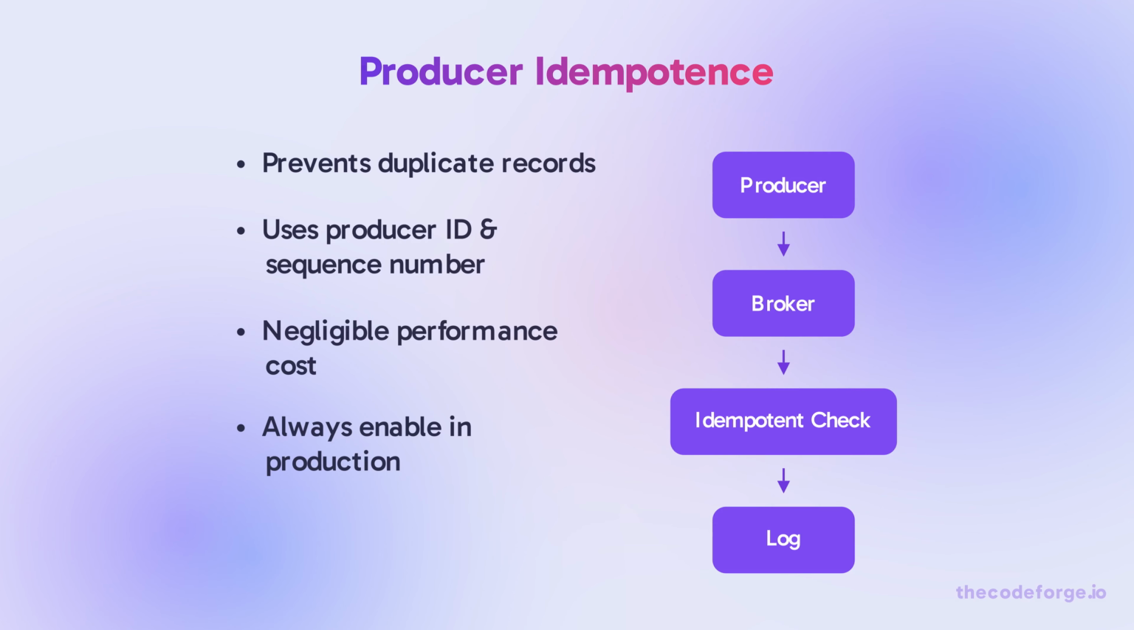Idempotent producers prevent duplicate records caused by retries. When enabled, the broker deduplicates based on producer ID and sequence number. The performance cost is negligible, so always enable it in production.